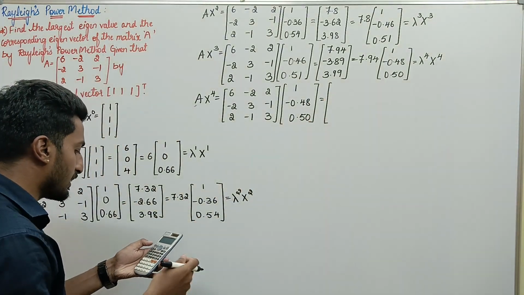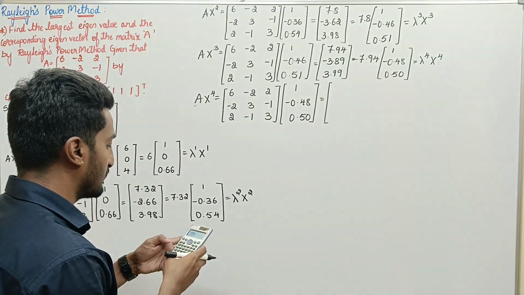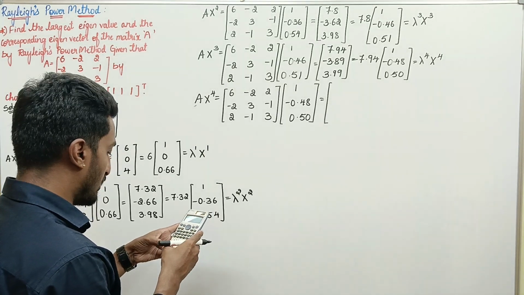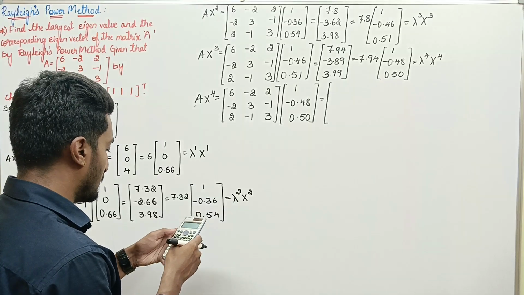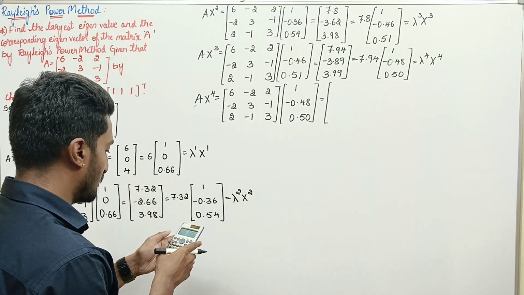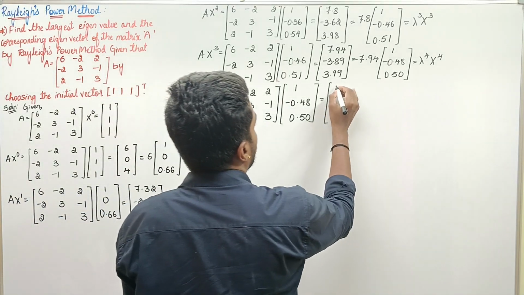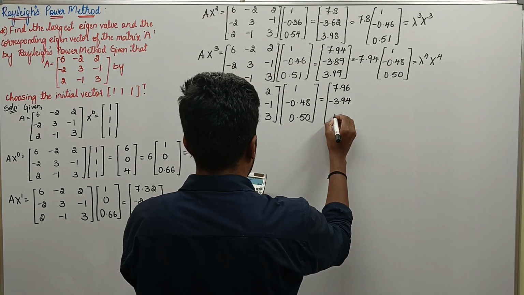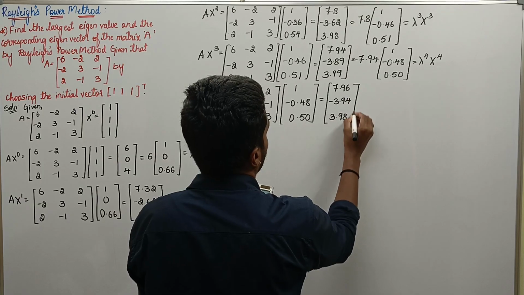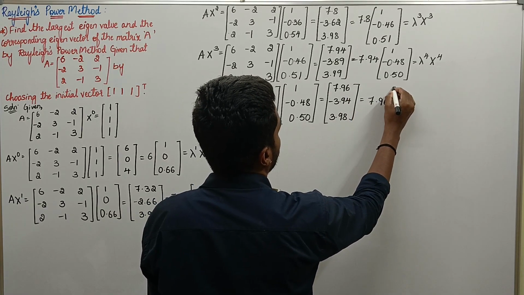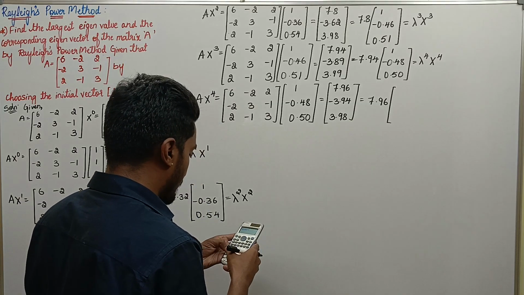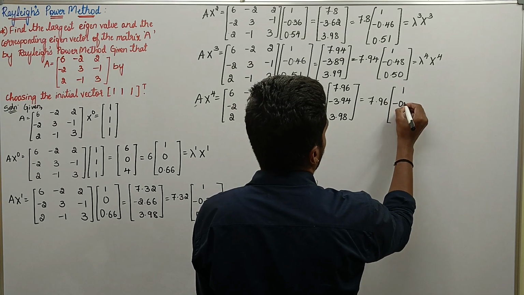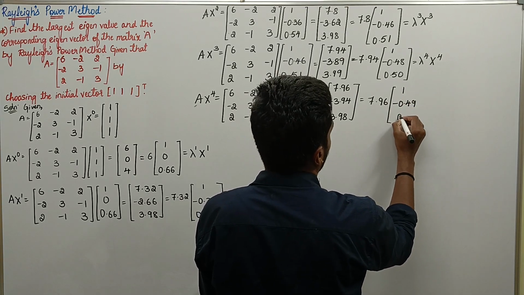Press AC. Do repeat it again. Okay, I have taught you in the first itself. 1 equals, minus 0.48 equals, 0.50. Done. AC, shift 4 3, shift 4 4. You get 7.96, minus 3.94, 3.98. 7.96 will be the highest eigenvalue. Okay, divide by 7.96. You get 1, minus 0.49 and 0.5.